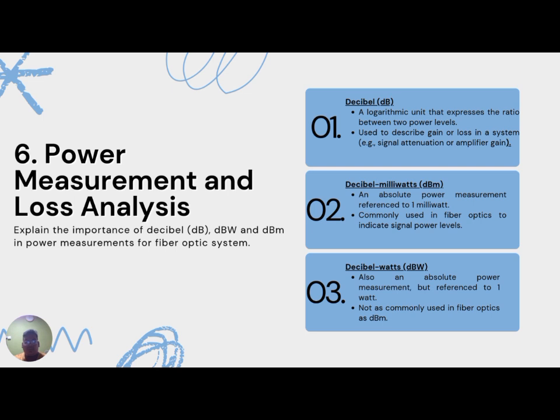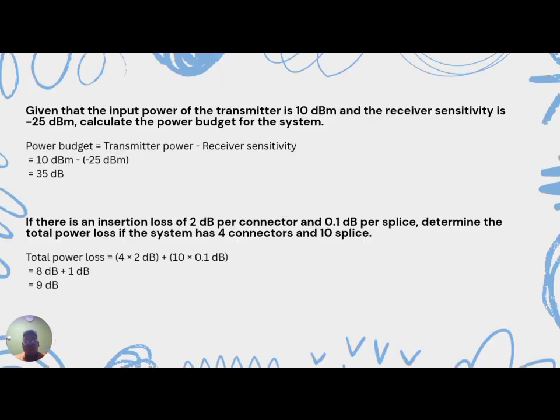For decibel-milliwatts, dBm is an absolute power measurement referenced to 1 milliwatt, commonly used in fiber optics to indicate signal power levels. And decibel-watts, dBW, is also an absolute power measurement but referenced to 1 watt, and is not as commonly used in fiber optics as dBm.